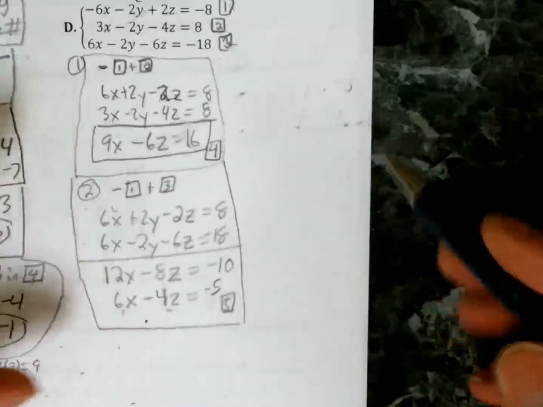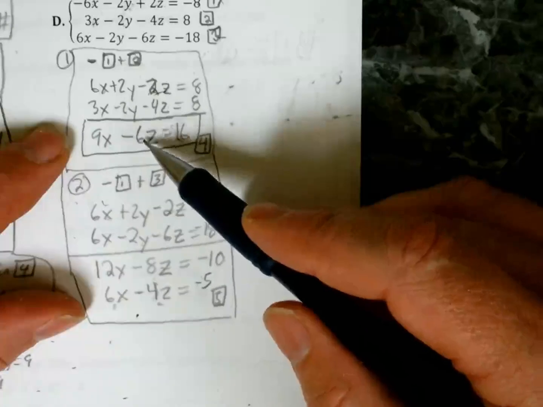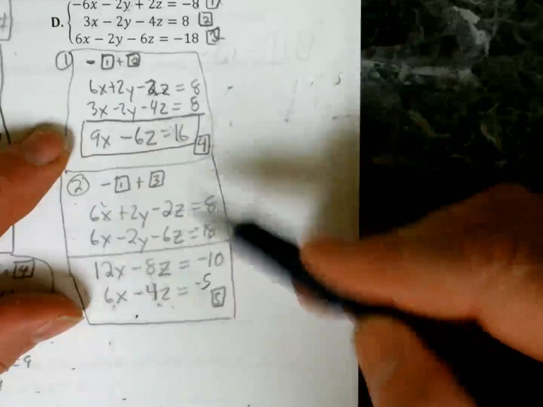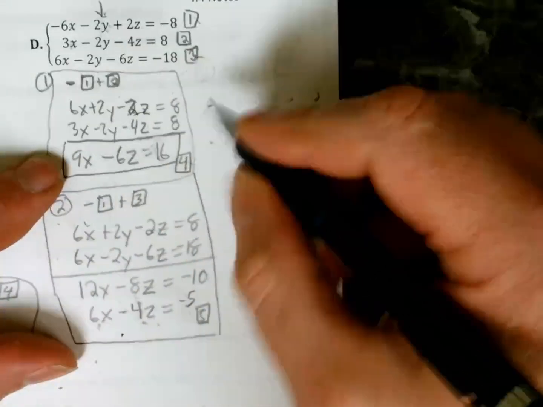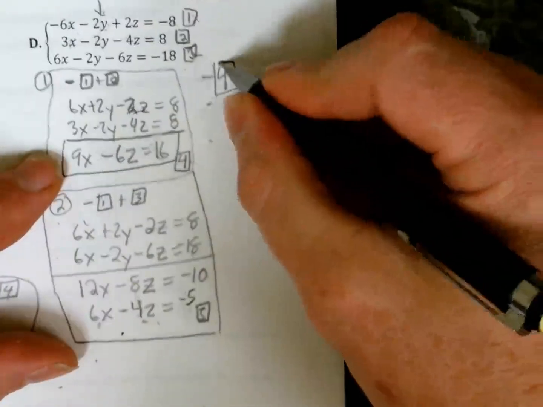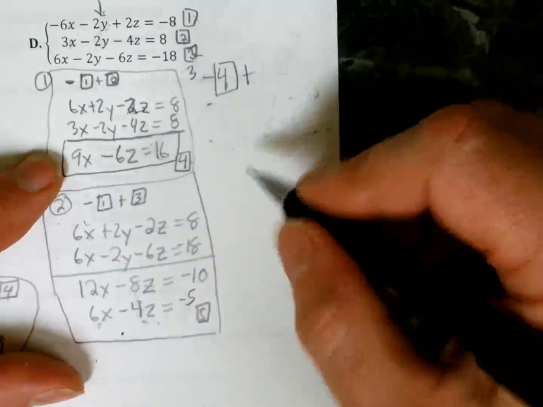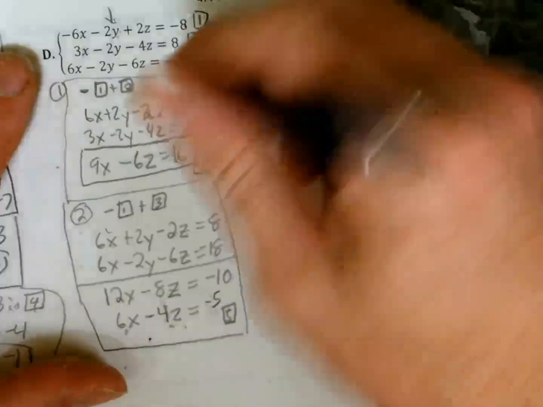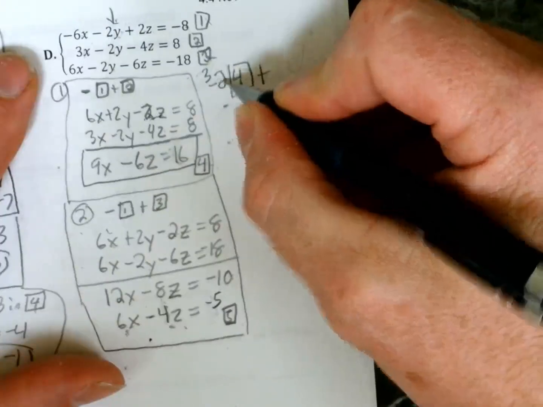Now I've got to get something else to cancel here, and I'm looking for common multiples. I know that if I could change this to a 12 and this to a 12, and then make sure they have opposite signs, my z's would cancel out. So what if I made this a positive 12 by taking the opposite of equation 4? Now we'll call this step 3. Actually, let's do more than that. We're going to have to double it too. So we're going to have the opposite of twice equation 4.